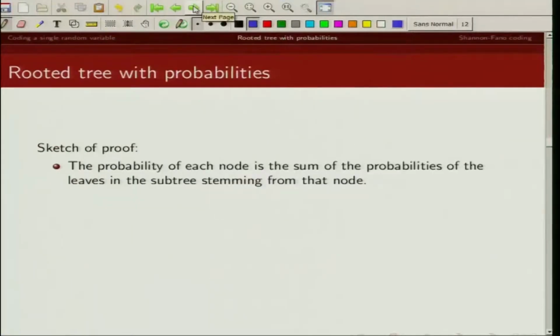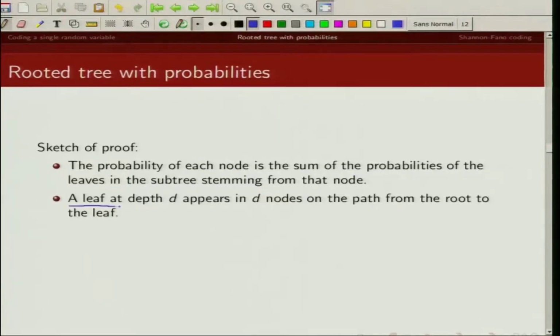The probability of each node is nothing but the sum of probabilities of the leaves in the subtree stemming from that particular node. Now, a leaf which is at depth d will appear in d nodes on the path from the root to the leaf. So what do I mean? Again, I take an example of a binary tree. Let's just take an example. Let's say these are my leaves.